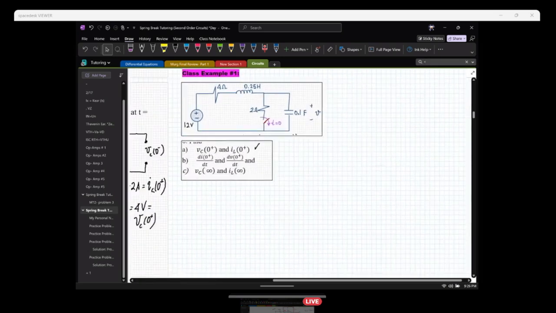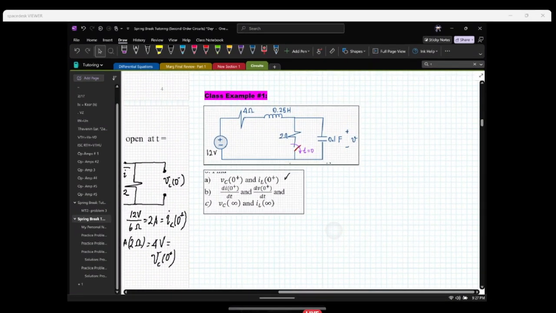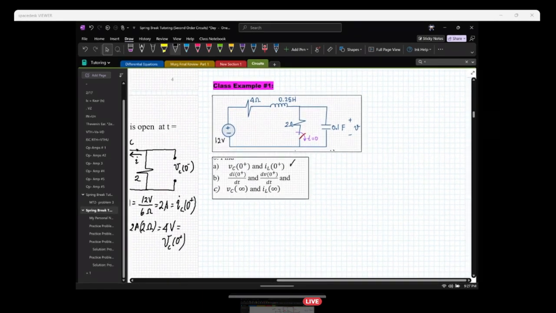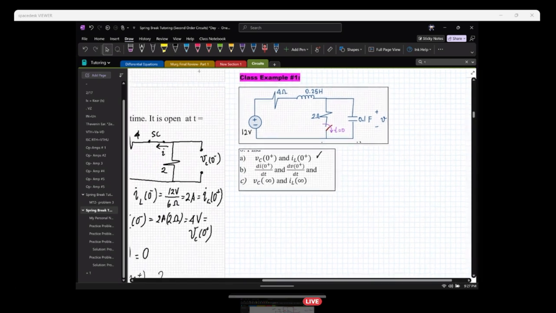Let's see, what are we asked to find? I'm asked to find V of 0 plus and I of 0 plus. So we're going to do steady state at 0 plus. What is 0 plus? At 0 plus, the switch is flipped down, so that means it's in steady state.